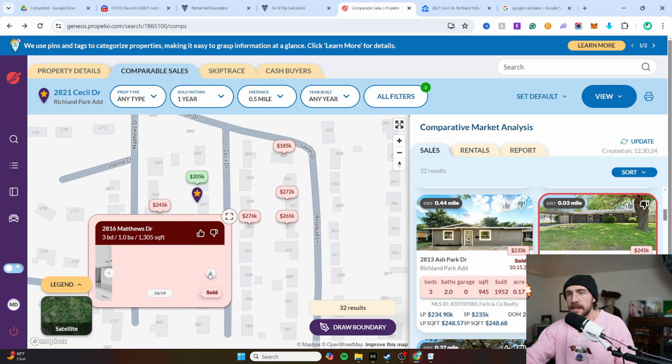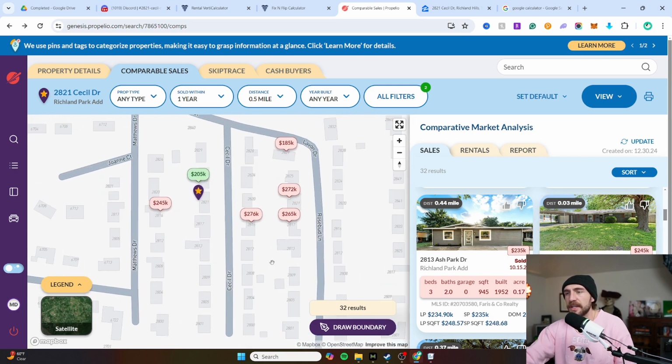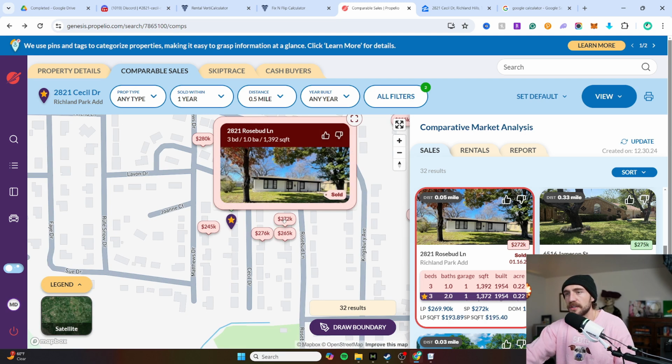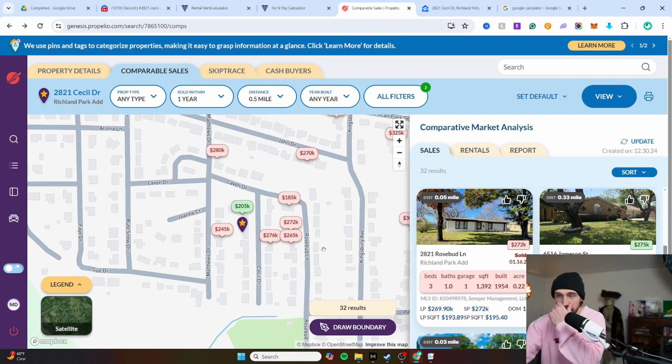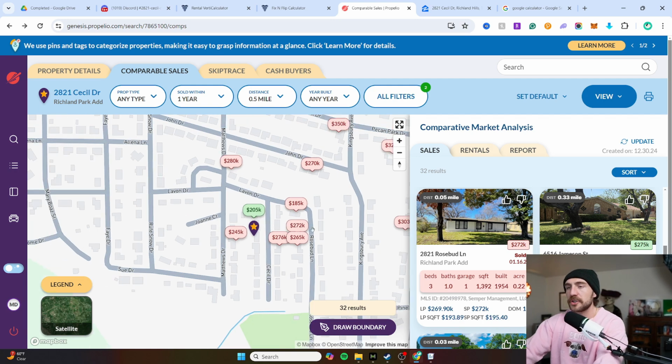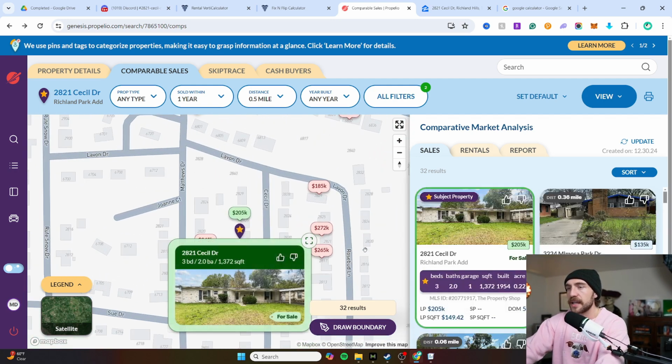So I could see 270, guys, all day long. I could see it both ways. Should we go 260, 270 here? Okay, one more. This one sold for 272 and has one less bath. Yeah, okay, we're going to go 270 on this. So we could spend more time to get an exact number, but I'm trying to do this quickly. So we have 270K as the ARV.